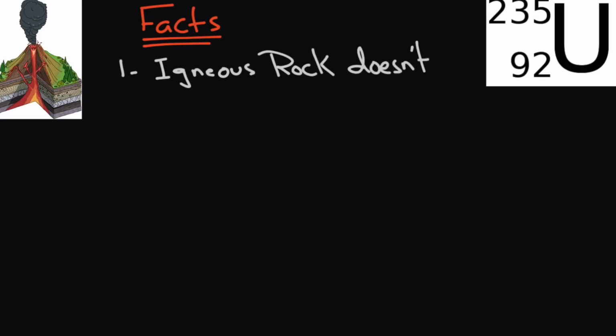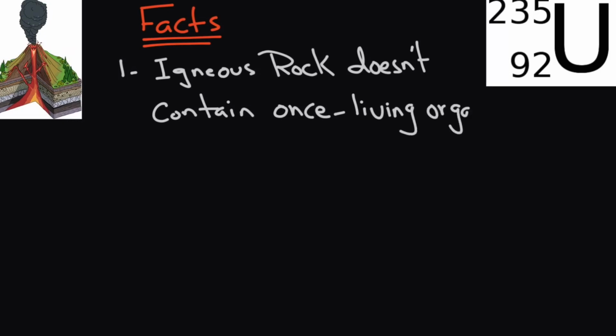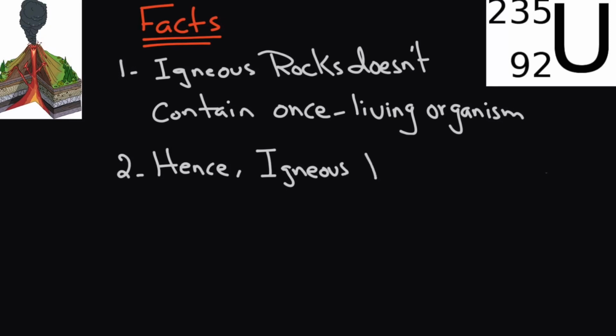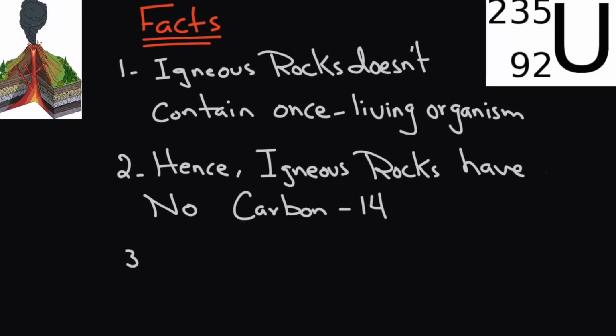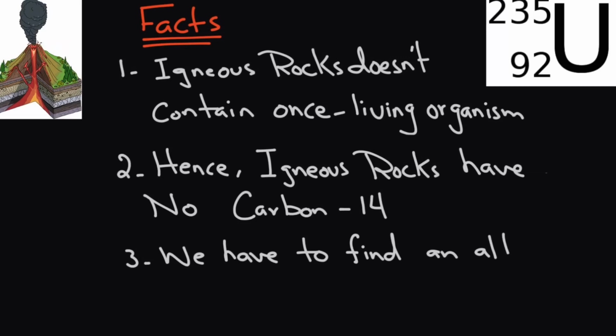Moving on to the facts we've come up with. Fact number 1. Igneous rocks do not contain a once living organism. Fact number 2. Hence, igneous rocks do not contain any carbon-14. Moving on to the last fact, fact number 3. We have to find an alternative for carbon-14 to be able to date igneous rocks.